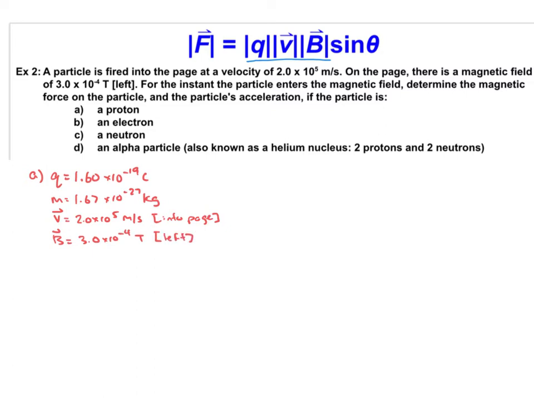So I'll just draw a little picture of that. So the magnetic field is left. So it's going to kind of fill this whole space here. The magnetic field is to the left. And the particle, the velocity, is into the page. So you have some random particle here, and it's moving into the page. So it's hard for me to actually draw that. I'll just write it out.